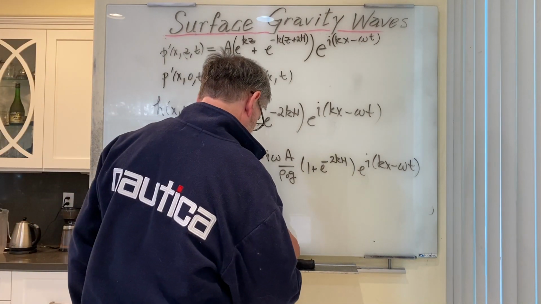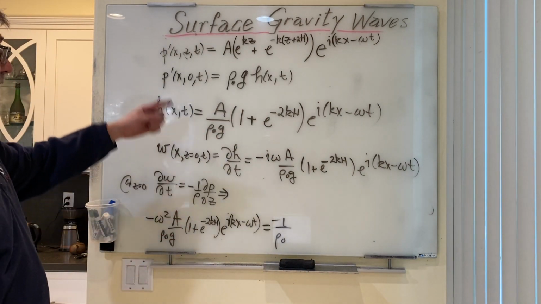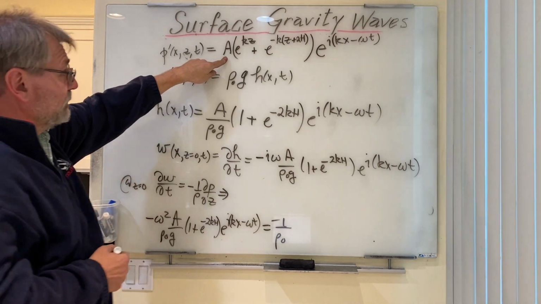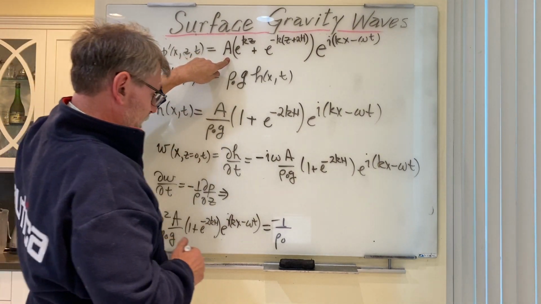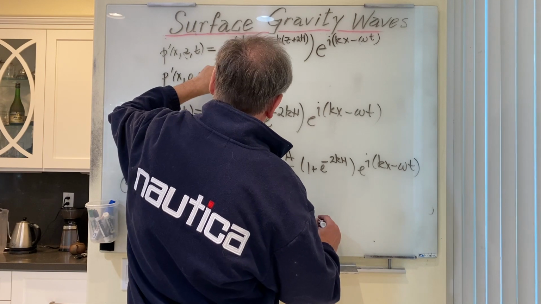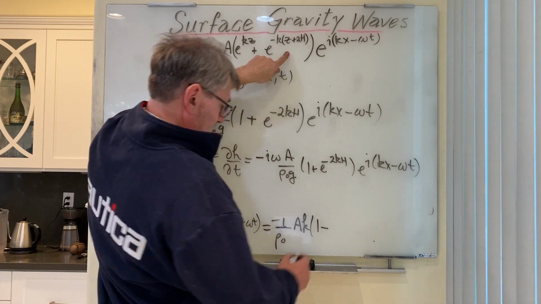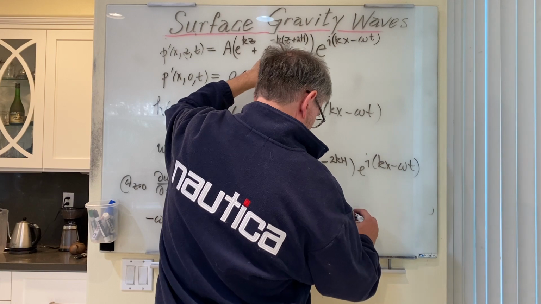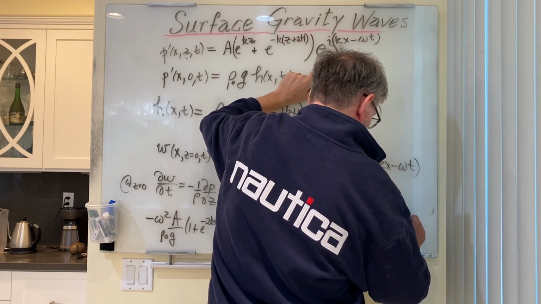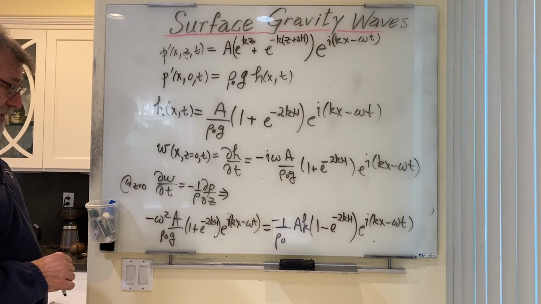On the other side, I get minus 1 over rho naught times dp dz evaluated at z equals 0. So dp dz, I get that from over here, and then after I take the z derivative, I substitute z equals 0. So that's going to be a times k times 1 minus e to the minus 2kh, because if I take a z derivative, I'll get a minus k. And because I'm plugging in z equals 0 after that, times e to the i kx minus omega t. All right, so this is the dynamic surface boundary condition.